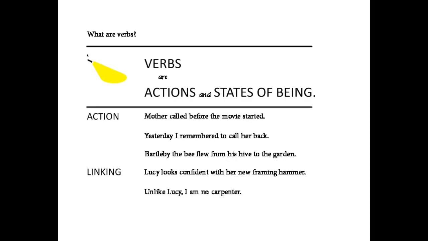So to review, verbs are actions and states of being. Action verbs are things like mother called, there's an action verb before the movie started. Yesterday I remembered. That's a mental action, not a physical one. Bartleby the bee flew from his hive to the garden. That's an action, a physical action.